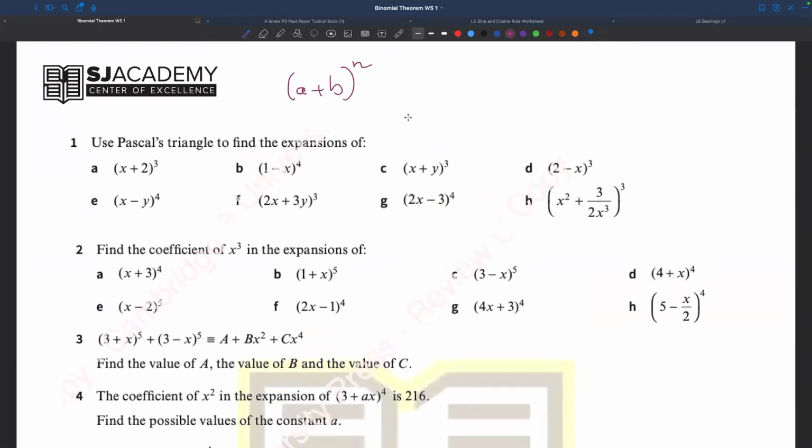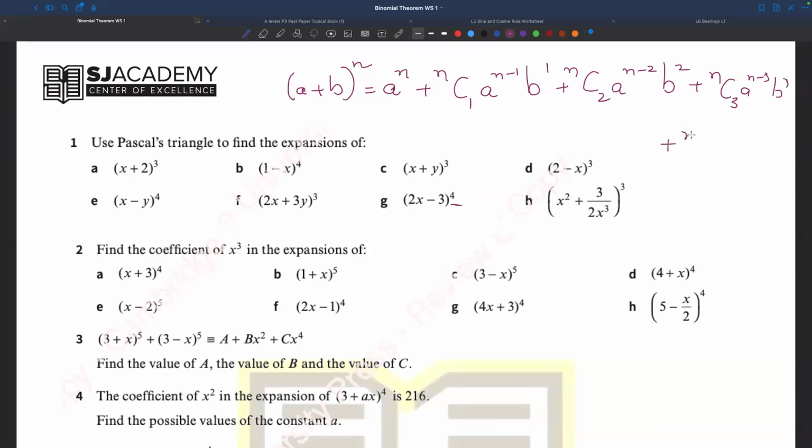कंट्रोल है माशाल्लाह। ओके, a power n plus n c1, a power n minus 1, b power 1, फिर क्या होगा? n c2, a power n minus 2, b power 2, then nc3, a power n minus 3, b power 3, और अगर पावर 4 तक जाना है जैसे इस केस में तो प्लस nc4, a power n minus 4, b power 4. I want you people to expand every single term right now.